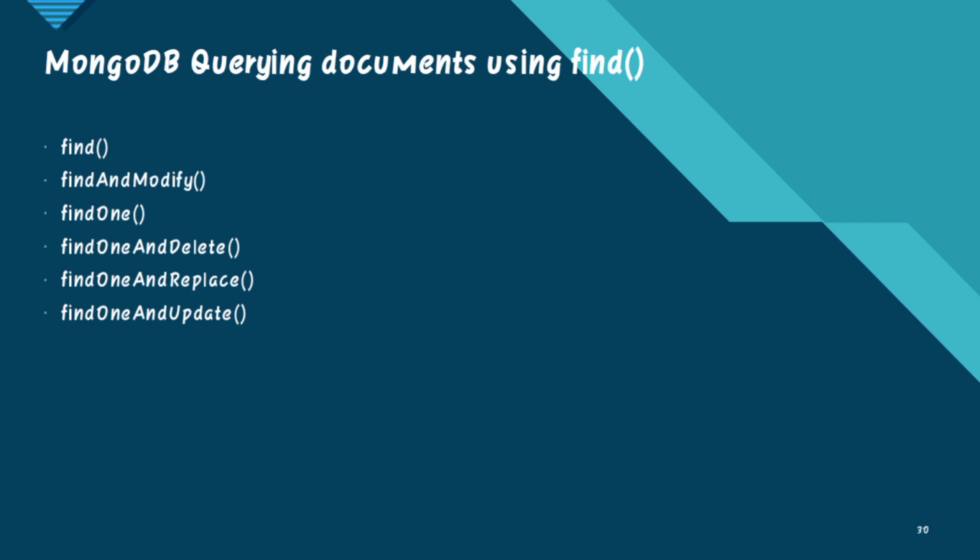Find one. The find one method finds and returns one document that matches the given selection criteria. If multiple documents satisfy the given query expression, then this method will return the first document according to the natural order, which reflects the order of documents on the disk. If no document matches the selection criteria, then this method will return null. It takes two parameters. The first one is the query criteria and the other is optional.